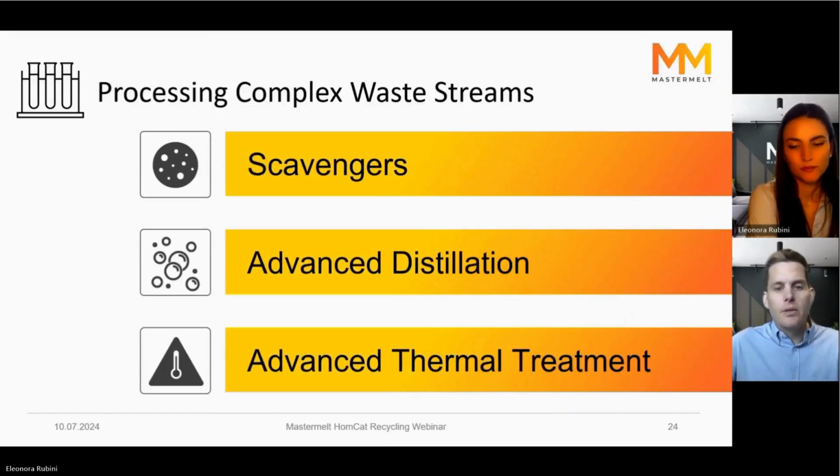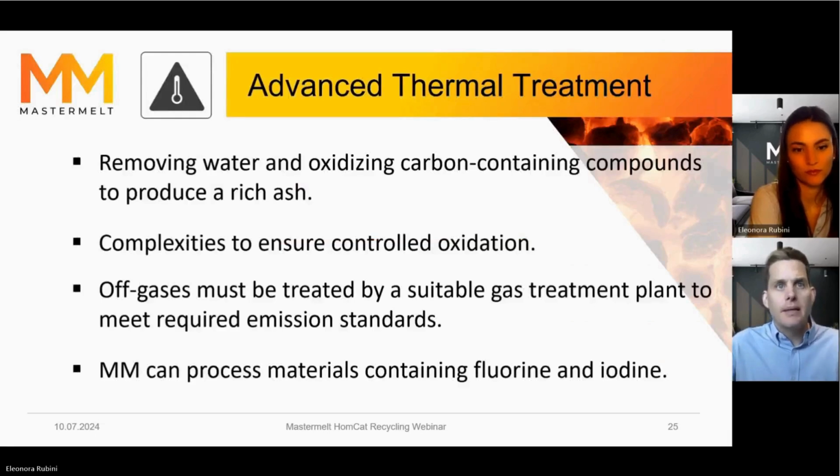And the last one we need to talk about is advanced thermal pretreatment. This is typically the way you would process a heterogeneous catalyst, by removing the water and oxidizing the carbon-containing compounds, which produces a fine, rich ash. We can do the same, we found, with some homogeneous waste, not all. Often we need to make some additions to the material matrix to control the way it burns. There are complexities to ensure that we control the oxidization.